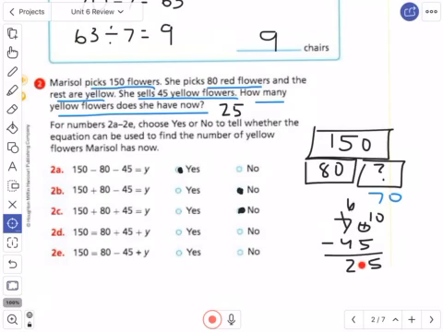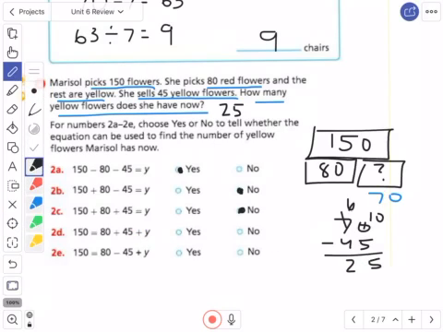Oh yeah, this one does work because it's not 80 plus 70. Remember that she sells 45 flowers, she had 25 left, because she did have 70 yellow, and 45 plus 25 would equal 70, so that one does work.